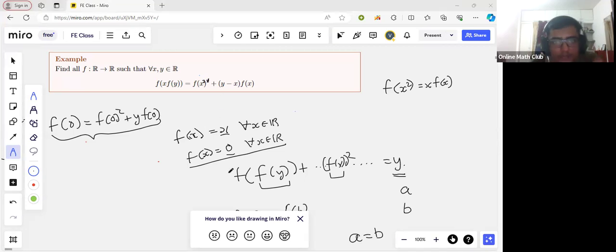And the previous FE, what you said would have worked, because when you put y equal to 0, then you get that f of x whole squared is equal to x f of x. So let's just work with this FE where the square is inside.